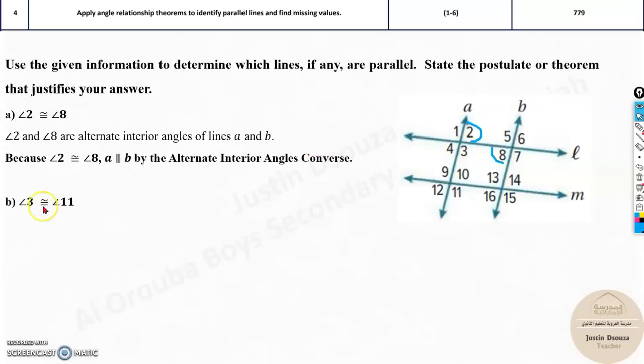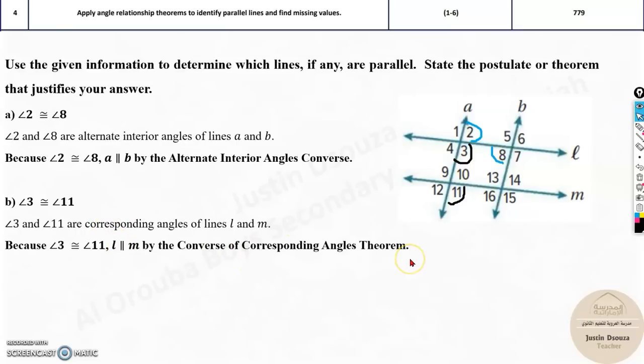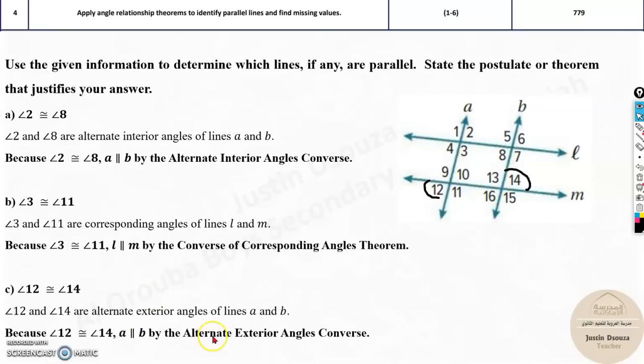That's it. Now over here, 3 and 11. 3 is over here, 11 is here. Now the positioning is the same, isn't it? 3 is down right side, 11 is down right side. It's corresponding, so the converse of the corresponding angles theorem. 12 and 14, let's see where 12 and 14 are. Over here is 12, over here is 14. These are exterior, outside angles. Now before that, once again, 3 and 11, if you notice, make L and M parallel. And now over here, 12 and 14 will make A and B parallel by the alternate exterior angles converse.